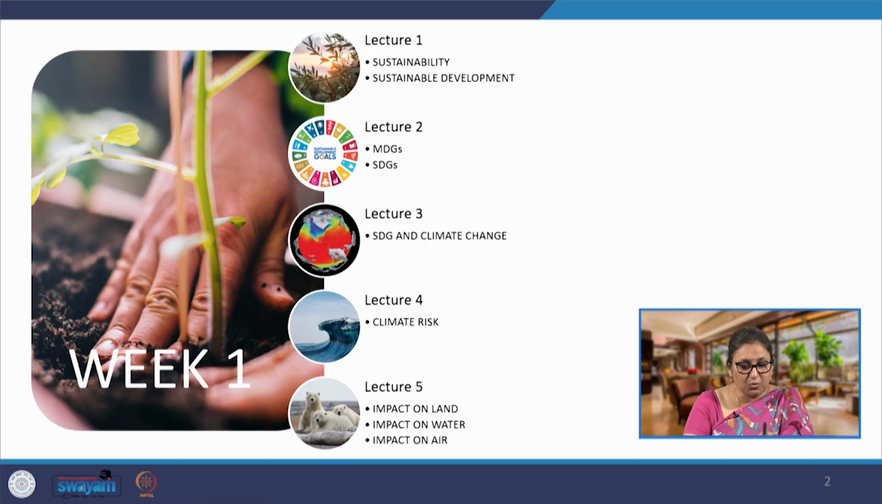8 weeks. So, starting with week 1, we were trying to understand the whole concept of sustainability and sustainable development. How did we start to discuss sustainability and sustainable development, where all it started, how we defined it, and why we defined sustainable development goals and millennium development goals for us. Why was it driving? Why was the whole discussion around sustainability and sustainable development happening?